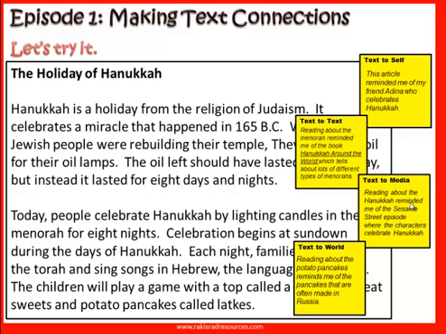Okay? So all of these connections have helped me understand and remember what I read, and also by writing down these connections, I am going to hopefully remember what I read longer.